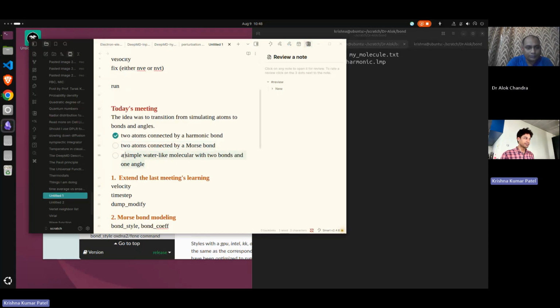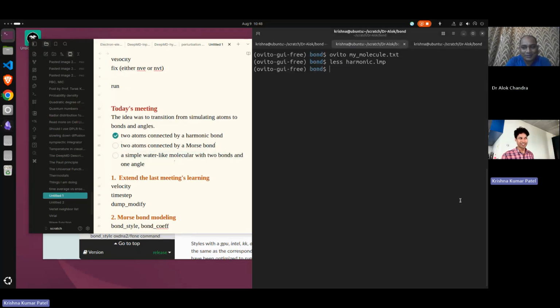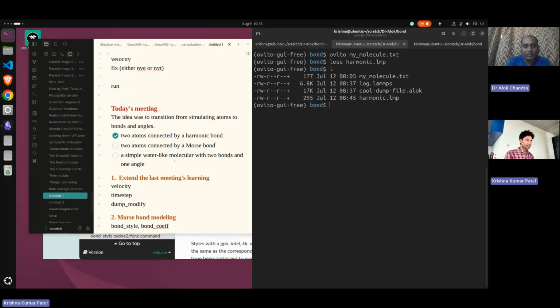And then if time permits, we will do a simple water-like molecule with two bonds, of course, OH and OH, and the angle in HOH, in the next class. We can start today probably, because the Morse bond modeling is not going to take long actually. Okay, that makes sense.